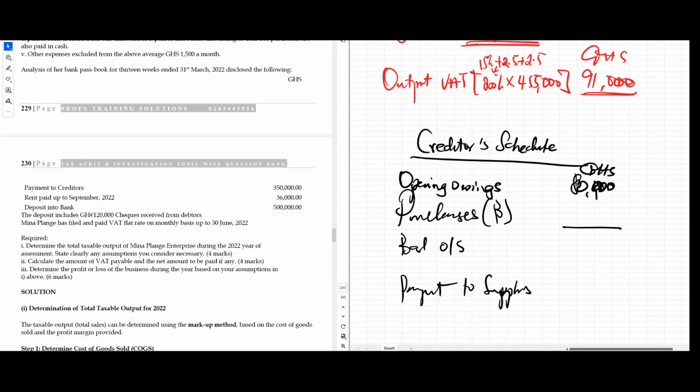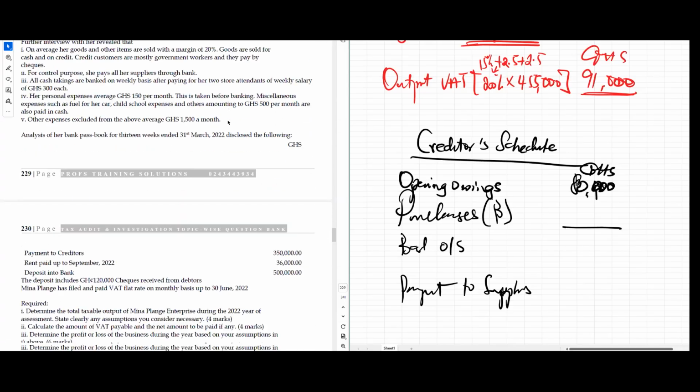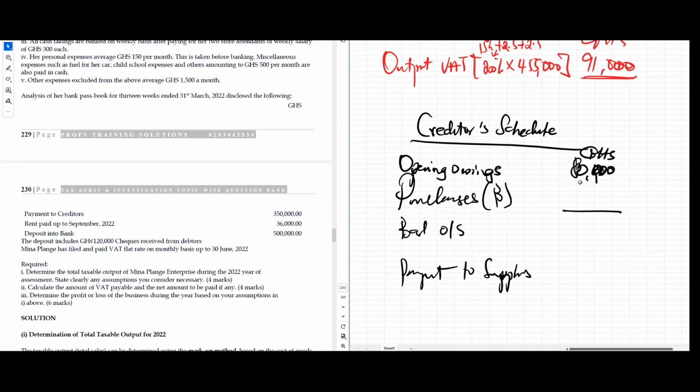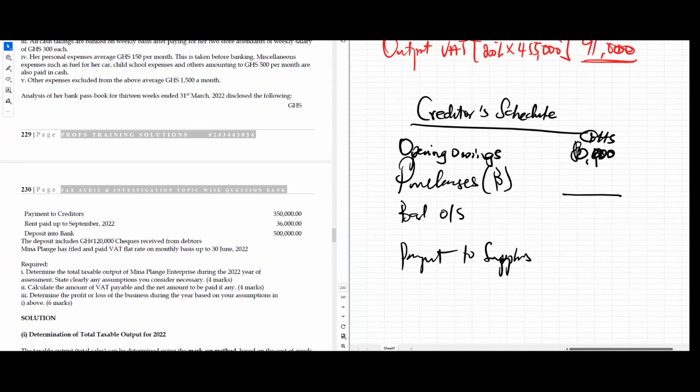Sir, which year's question is this? This one is August 2023 question 4B. Okay. But the one we are solving is from my head, though. I'm just teaching you how to use control account. Okay. Sure. All right.